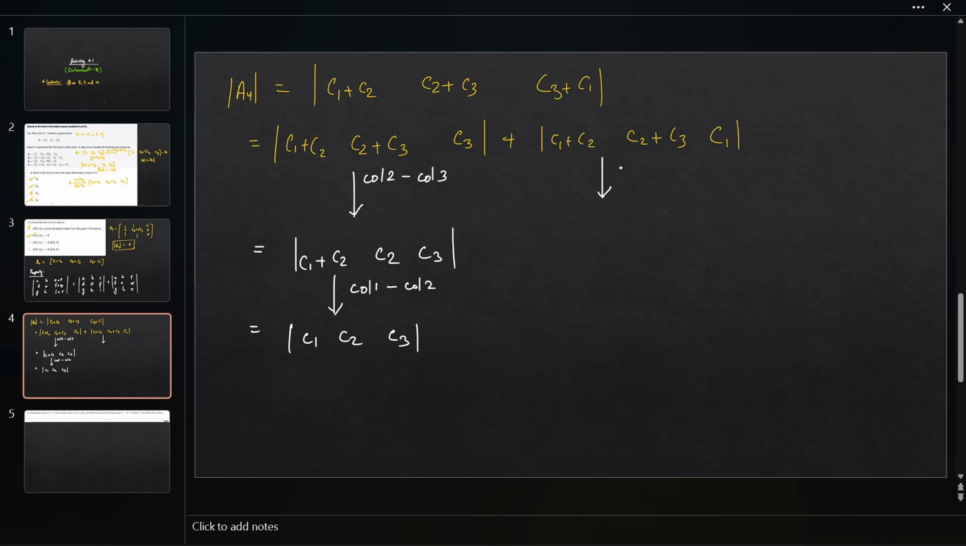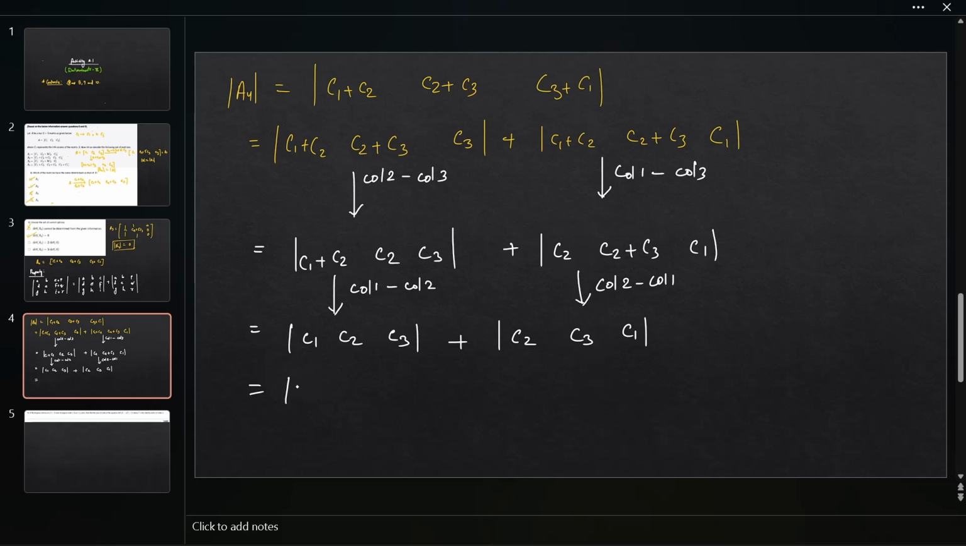So what we will do is we will say column 1 minus column 3. So that will give us C2, C2 plus C3, and then C1 again. And now we will do one more operation, which is column 2 minus column 1, which will result in C2, C3, and C1. So this is just determinant of A, whereas we can fix this as well.